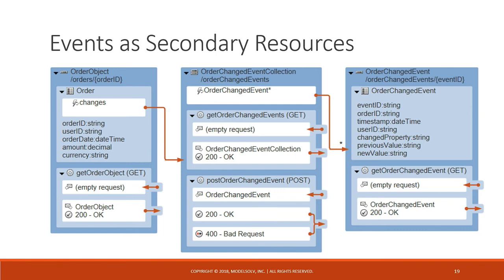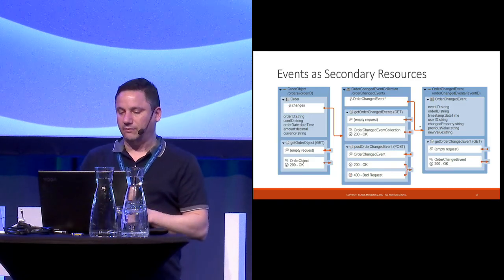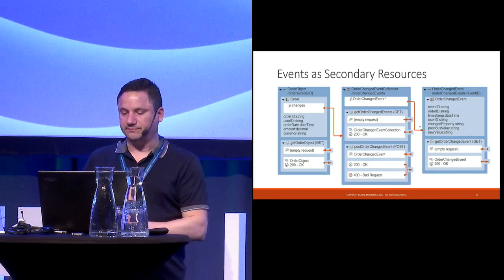So the main primary order object is going to have the current state. It should be read-only, possibly, right? There are different ways to factor this, right? But the way that I'm showing here is that we'd have a read-only order object. It would have a set of changes shown here as a hyperlink where we can navigate downward to get the history of change events.